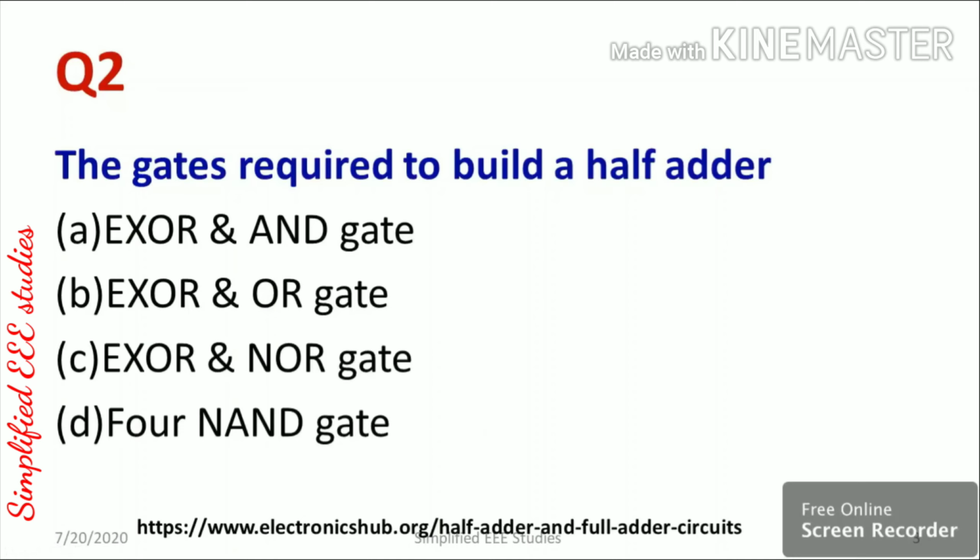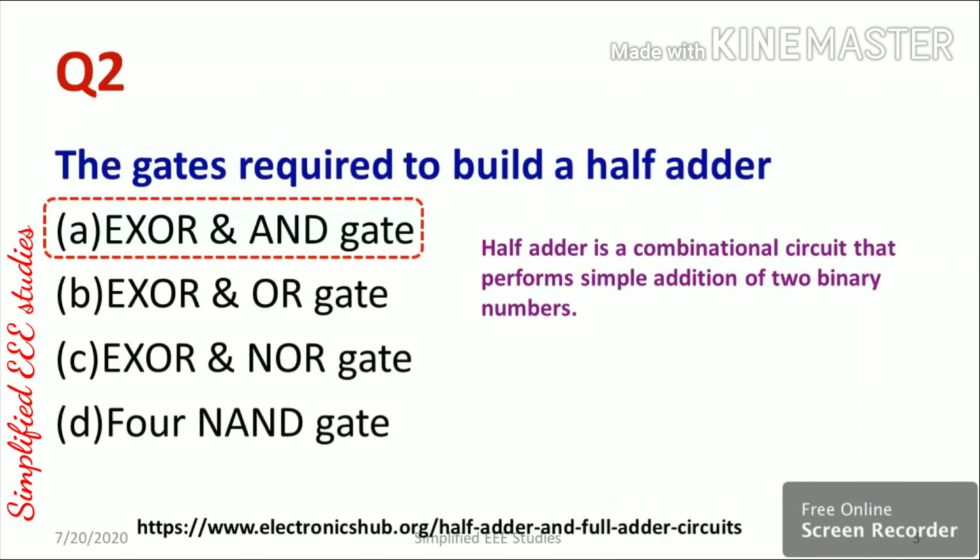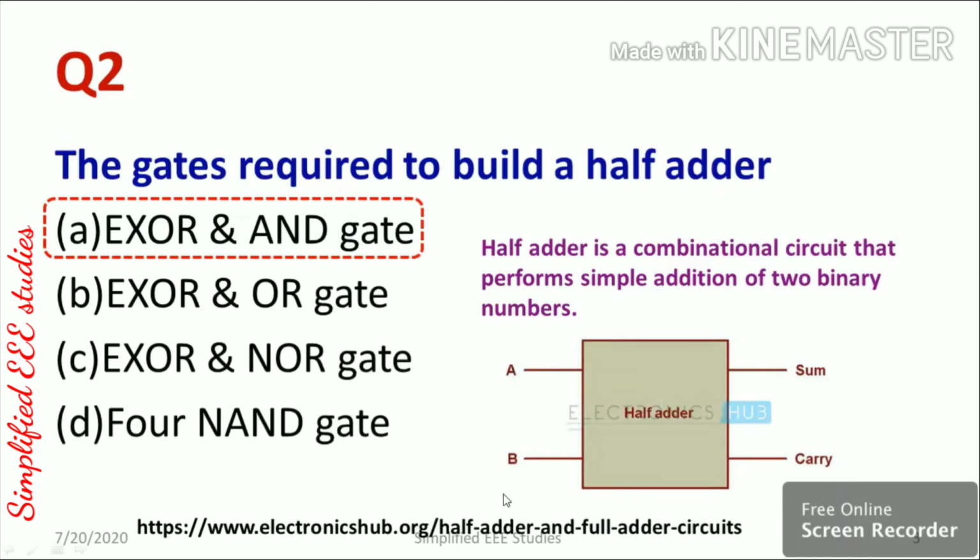To make a half adder, you can use an XOR and an AND gate, and it can easily form a half adder. Let us discuss more on the half adder. A half adder is a combinational circuit that performs simple addition of two binary numbers. We have inputs A and B. The outputs will be sum and carry. So this is a simple block diagram of a half adder.